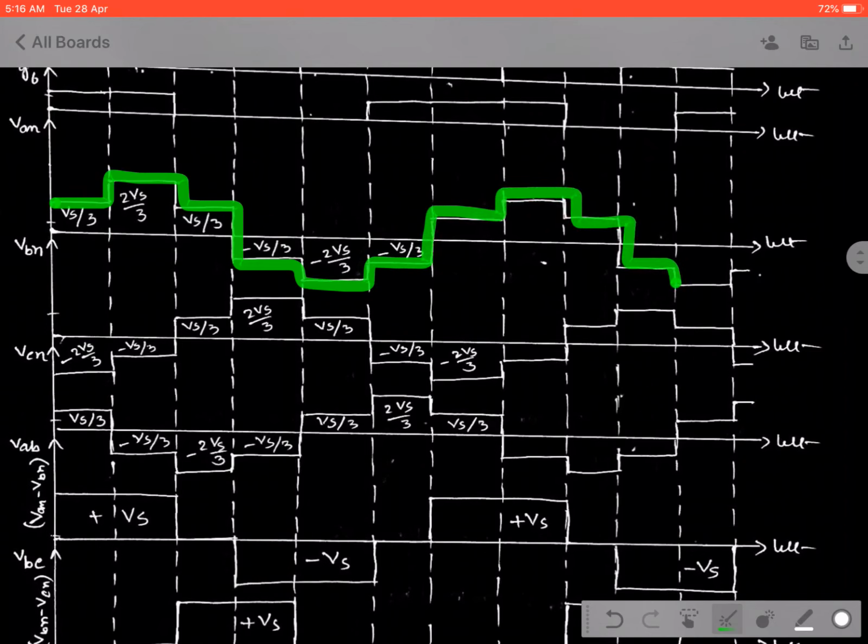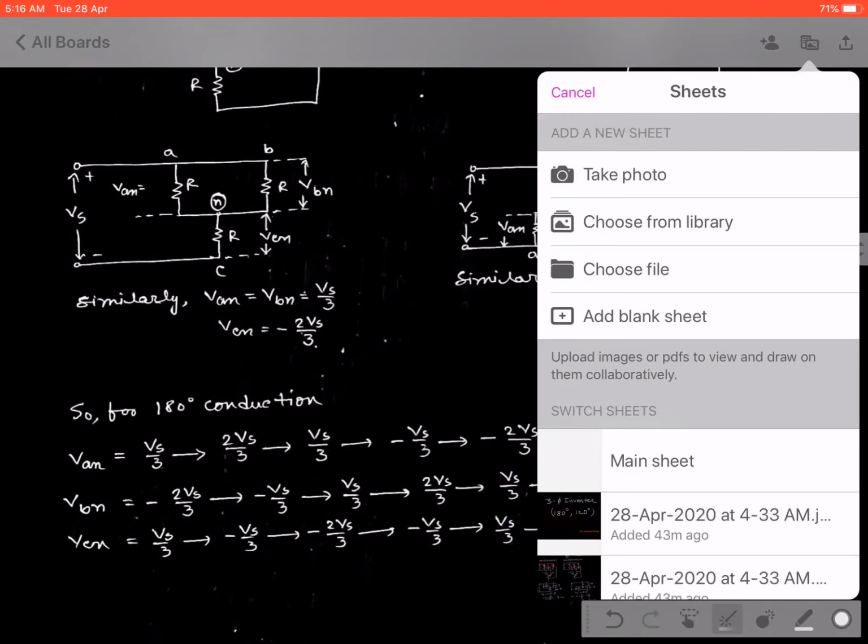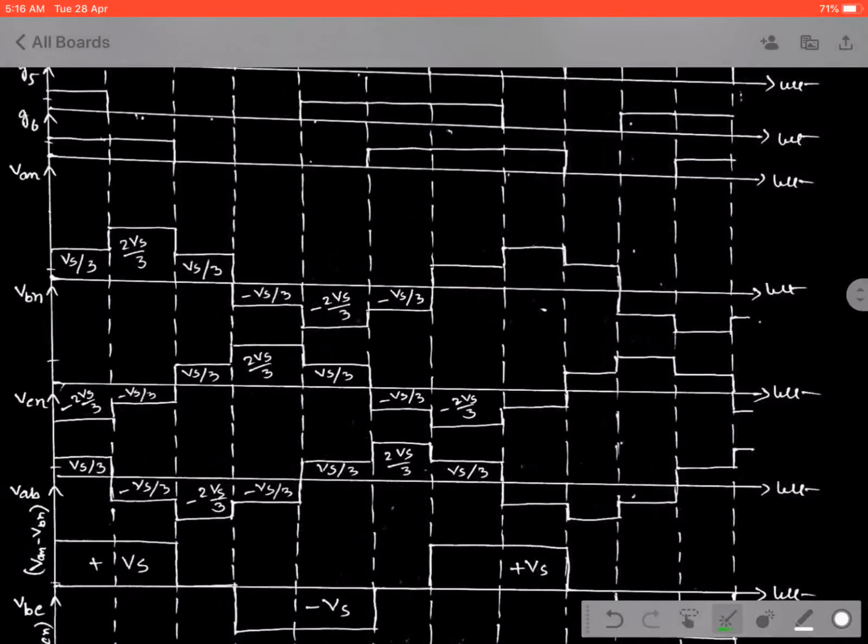Okay. Similarly, now consider the next part, that is VBN. Again, go through that pattern. VBN has started from minus Vs by 3, then minus 2 Vs by 3 in the first mode operation, then minus Vs by 3, then Vs by 3, and then 2 Vs by 3. It will be continued for the next two modes of operation, obviously. That is why the same thing can be reflected on the waveforms also.